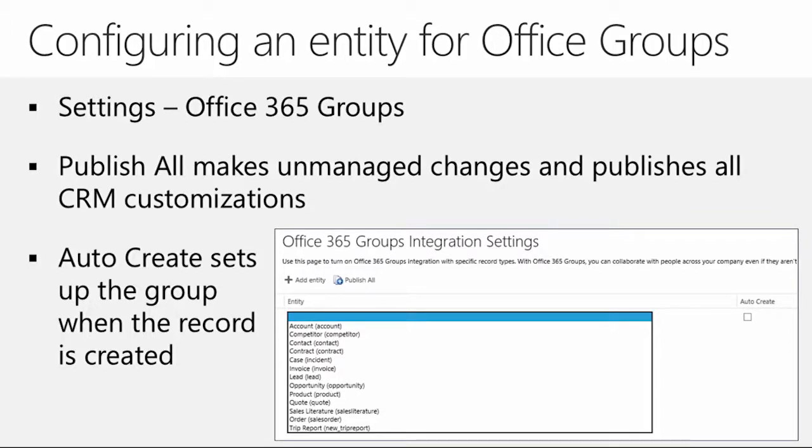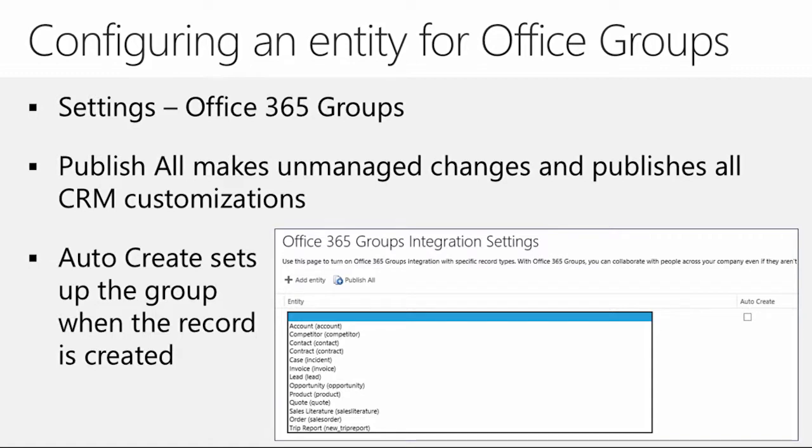So you'll now have, inside your navigation area, an Office 365 Groups option that you can go in and administrate. The big thing here, and we'll show this inside the demonstration as well, is you have to define what the entity is that you want to work with, and then specify whether or not you want these groups to be auto-created for you, which it will do inside the Office 365 subscription.